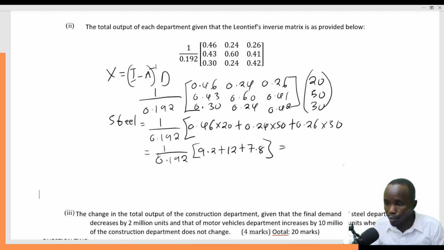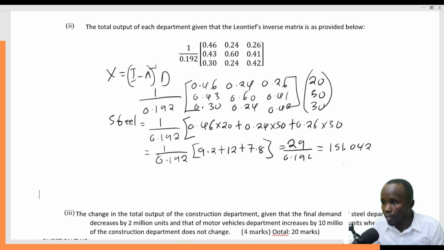This will be 29 divided by 0.192, which is 151.042. Remember, these ones are in millions.